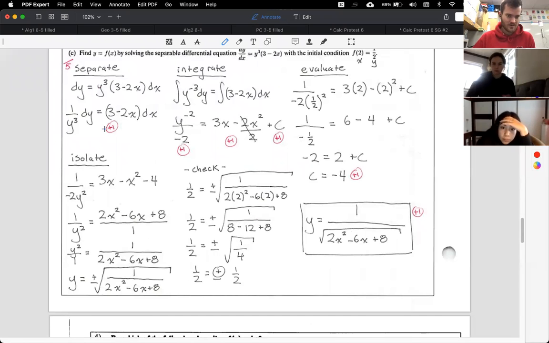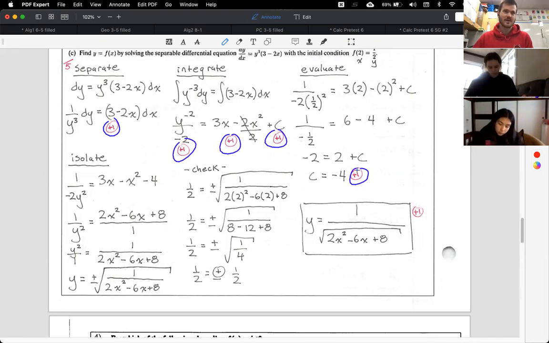You get 1 point for separating, there it is. You get 1 point for integrating on the left-hand side, 1 point for integrating on the right-hand side, 1 point for your plus C, and then if you get C is equal to -4, you get your final point. By the way, if you on the test do the last step, it is extra credit. Like I will give you a point. You can have over 100% on this test if you want.